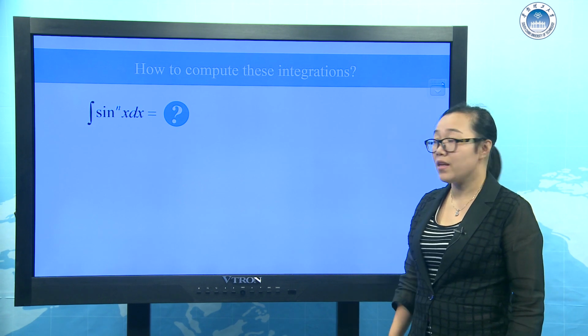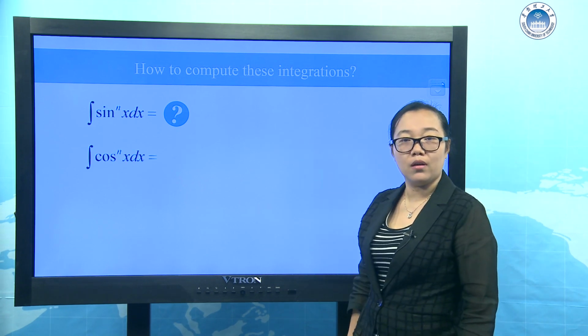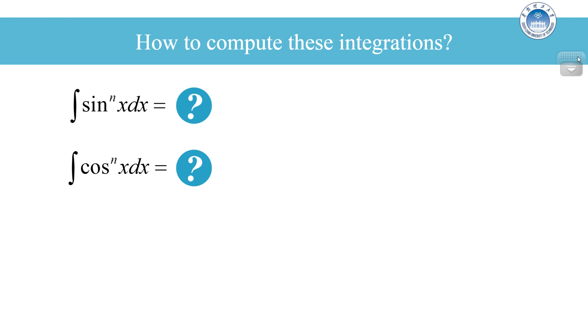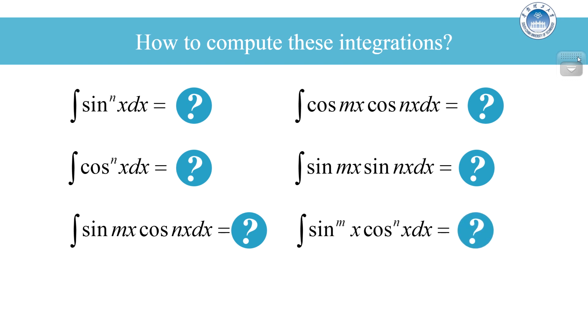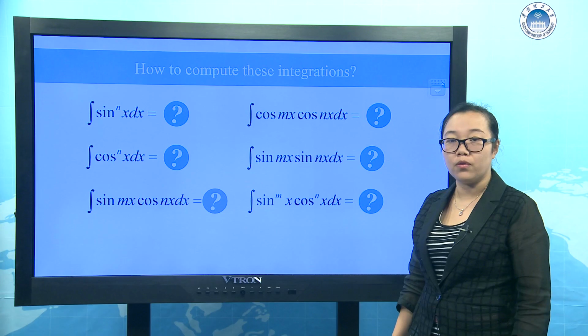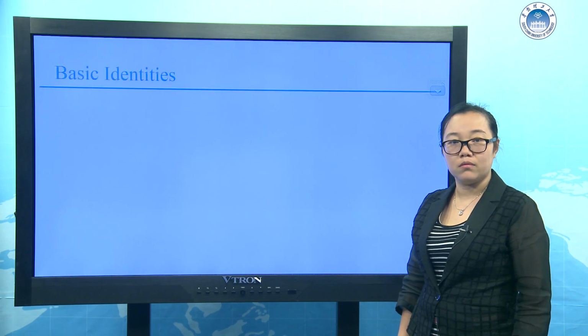For example, the integral of sin x to the n power, the integral of cosine x to the n power, sin mx times cosine nx, the product of cosine mx times cosine nx, the product of sin mx times sin nx, and the product of sin x to the n power times cosine x to the n power. How to compute the following integrations?